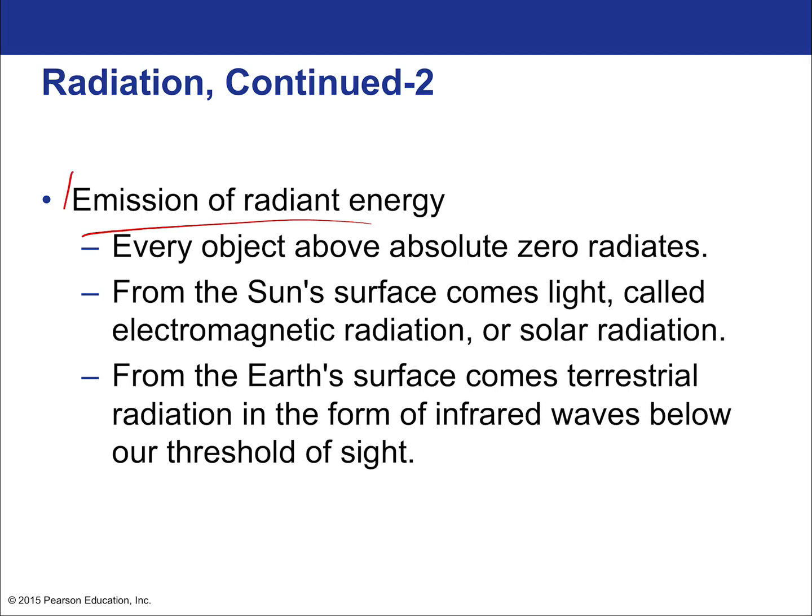That's not emission, that's reflection, which is a whole topic in itself. And that's more like heat bouncing around than being created, okay? So from the sun's surface comes light, called electromagnetic radiation or solar radiation. Okay, it's a source of energy. From the Earth's surface comes terrestrial radiation in the form of infrared waves. Much of that is reflected, although the Earth does produce its own heat, largely through radioactive decay.